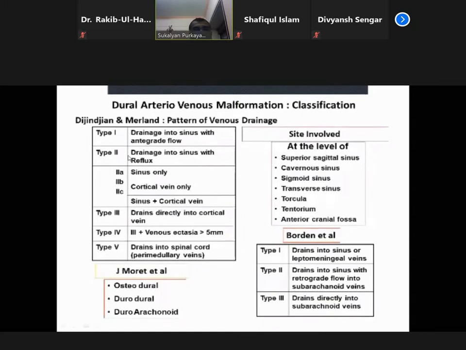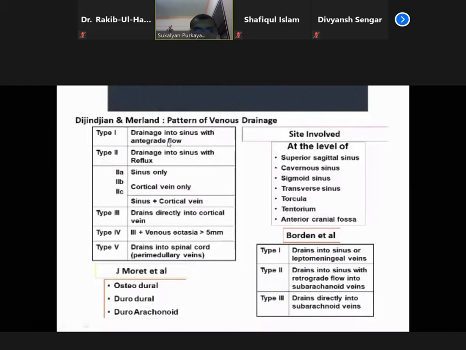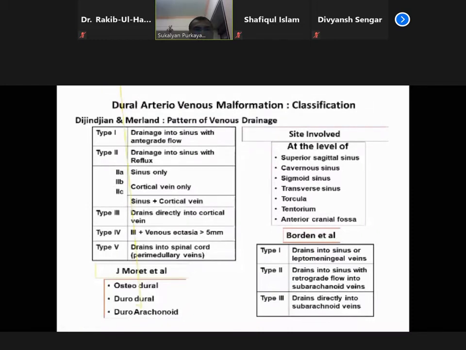So when we deal with type 2B and 2C, these are the lesions which can give rise to clinical symptoms very early. Usually type 1 lesions we do not treat unless the tinnitus and headache are too bothersome. Otherwise, it's not much of a problem. Type 3 drains directly into the cortical vein, which is one of the problematic areas, and it can give rise to intracranial bleed and seizure quite early. Type 4 is essentially a type 3 lesion, but the draining veins are quite ectatic. And type 5 are the lesions which also drain into the perimedullary veins of the spinal cord.